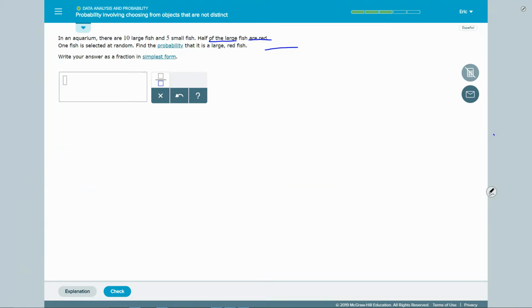In the aquarium, there are 10 large fish and 5 small fish, 15 fish total. Half of the large fish are red. One fish is selected at random, find the probability of a large red fish. So, the probability of a large red fish.